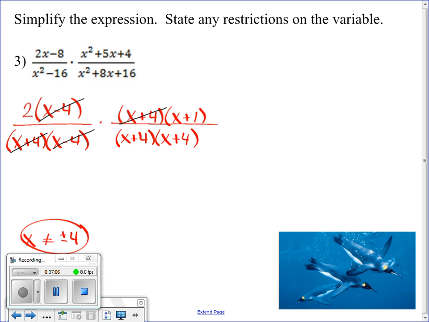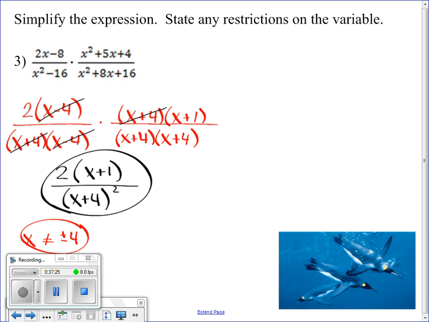Okay, so here we go. Here's our smoosh step, right? On the top, what do you got? I have a 2 and an x plus 1. I did not say multiply because I don't want you to distribute this. Your answer needs to be in factored form. And on the bottom, you have x plus 4, or x plus 4 squared because I'm lazy.